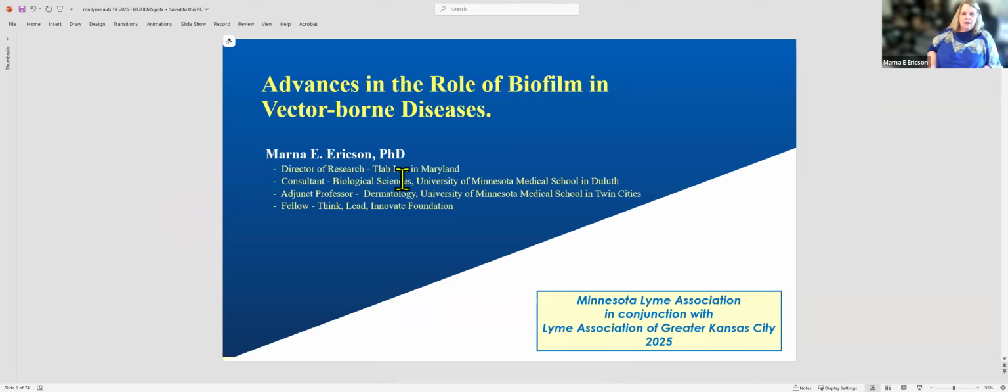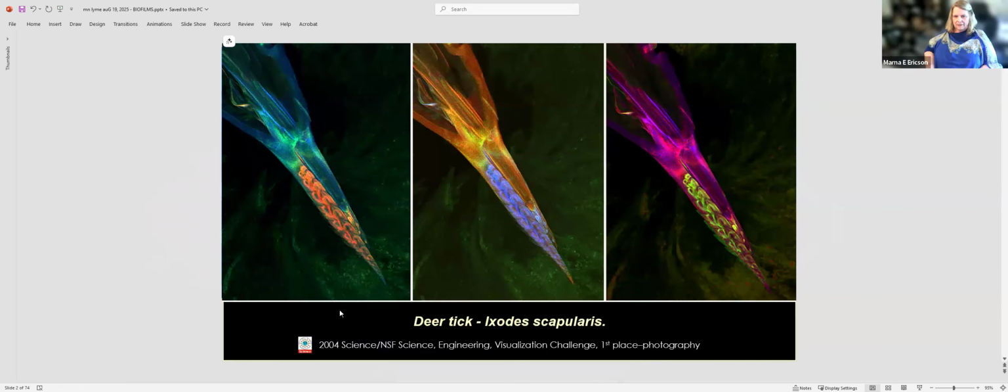So I'm going to talk to you a little bit about some recent advances in the role of biofilms in vector-borne diseases. You guys may know this, but this is our friend the deer tick, Ixodes scapularis, and this is the picture that kind of got me involved. This is a nice shot of the hypostome, just in different colors, and it's in the ear of a hamster, which is how we were looking at an animal model.